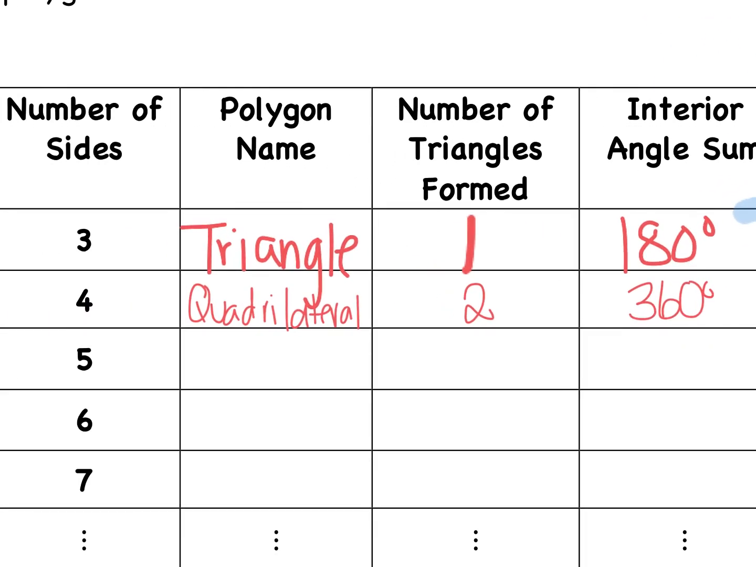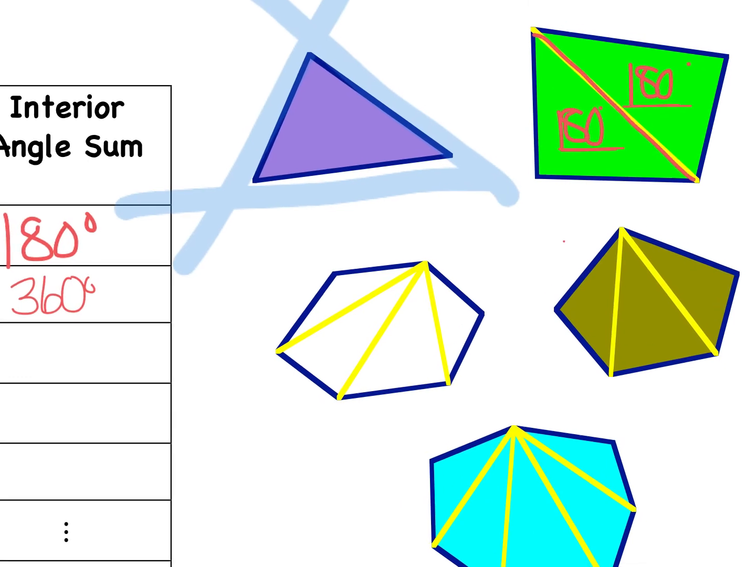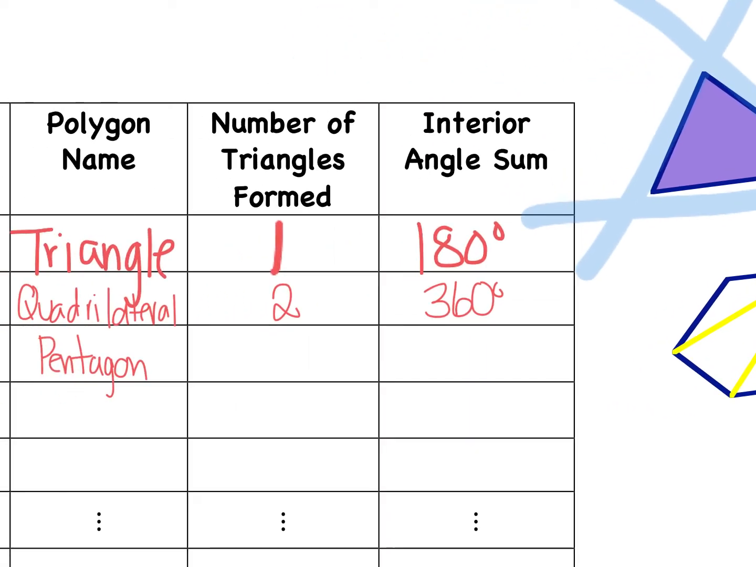Okay, 5-sided pentagon, like the government building. That's how I always remember, because it's in the shape of a pentagon. It has 5 sides. Let's see how many triangles we could form here. We have this one, and this one. So there's 3 triangles that can be formed.